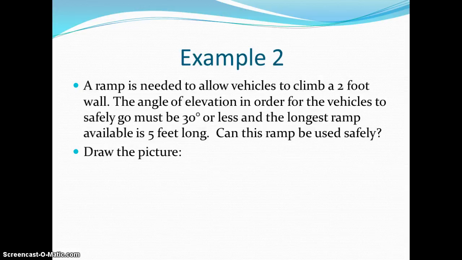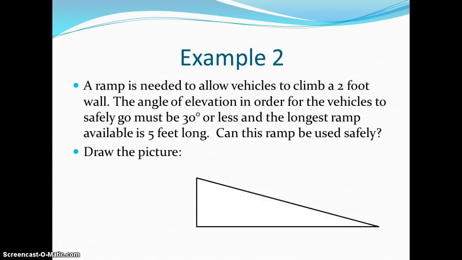So our first step is we're going to draw the picture. So we have our triangle, and it's a right triangle. So our 2 feet, that's our wall, and then 5 feet, that's our ramp. And then we're going to try to find the angle of elevation, which is x.